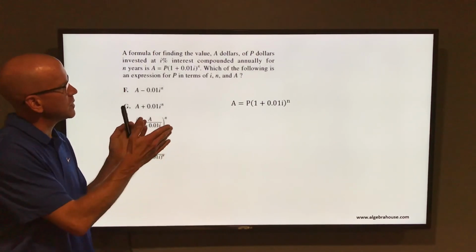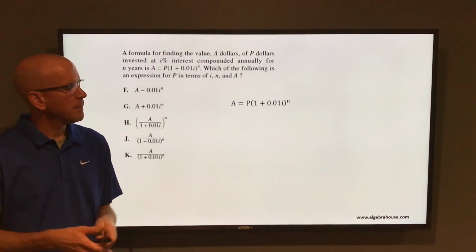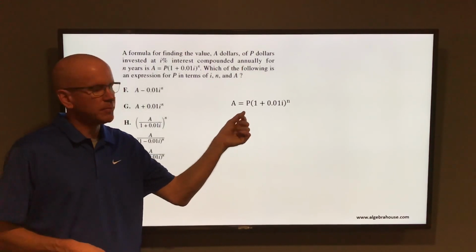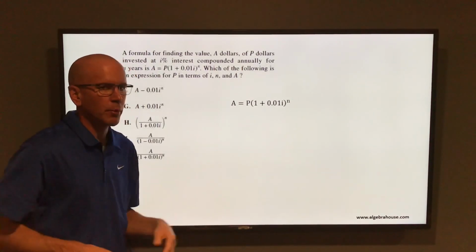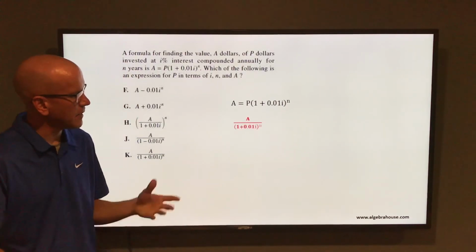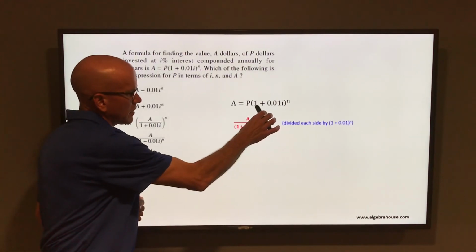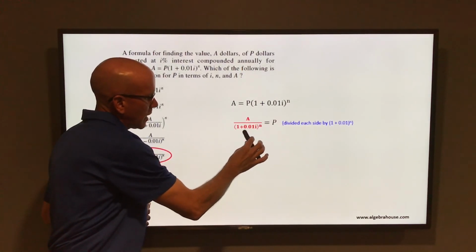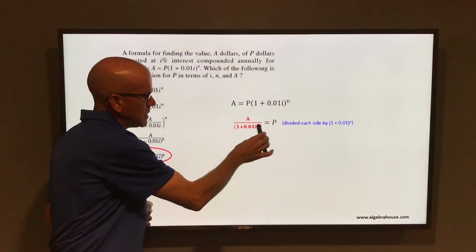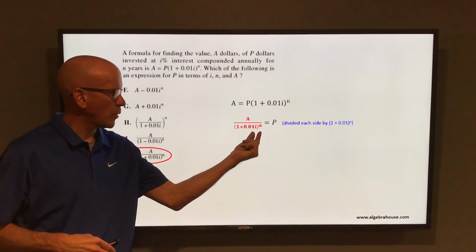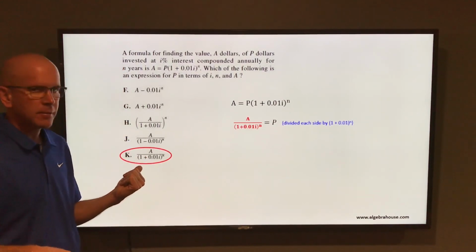I know when you first read this, it's very complicated, but this one's really easy. All you have to do is get P by itself. Notice P is multiplied by that set of parentheses. So to move that set of parentheses to the other side, just divide by it. You're dividing each side by the quantity 1 plus 0.01I to the nth power. If you divide each side by that, you end up with P equals A over the quantity 1 plus 0.01I to the nth power. Letter K, easy.